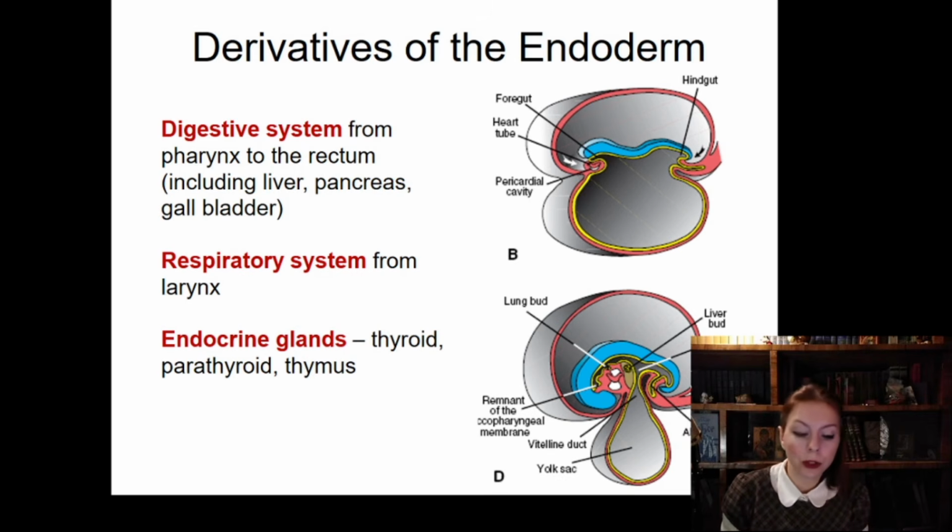Many important structures are derived from the endoderm. Particularly, I forgot to mention the eustachian tube communicating the middle ear, and the middle ear itself with the inner lining of the tympanic membrane. They are also derived from the endoderm.